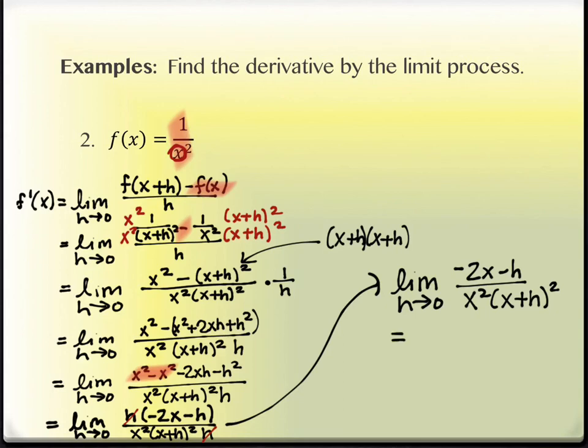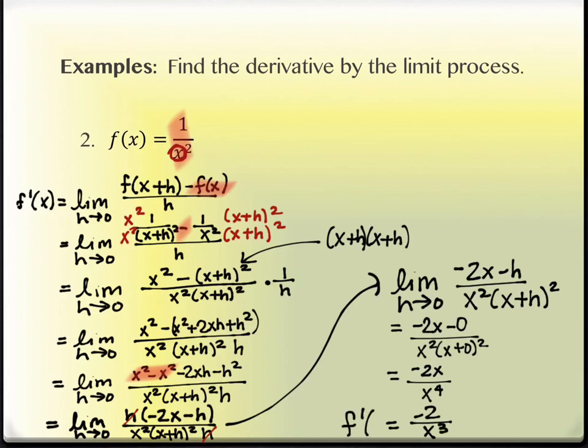So sure enough, if I plug 0 in, I've got negative 2x minus 0. And I've got x squared and x plus 0 squared. So my numerator ends up being negative 2x. What's my denominator? X to the 4th. Do you see anything that simplifies? Yeah, one of the x's cancel out with the numerator, right? And so this piece right here ends up giving me negative 2 over x cubed. And that is the derivative or the slope of the tangent line for any point.